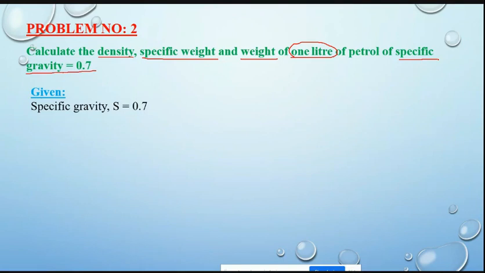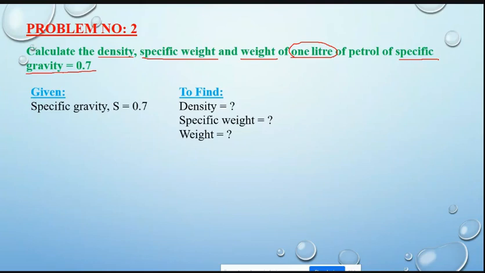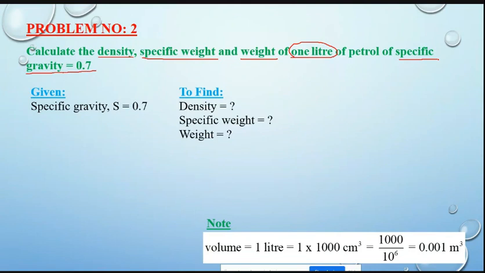Specific gravity is 0.7. Next we have to find the three different values: density, specific weight, and finally weight. The important point that you have to note here is the volume. Volume is in liters. Particularly like the previous problem, it is 1 liter. 1 liter is equal to 1000 centimeter cube, similarly it is equal to 0.001 meter cube. It is just a simple unit conversion, so please remember this unit conversion.